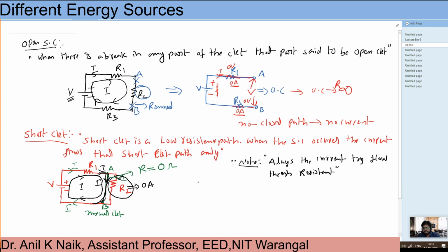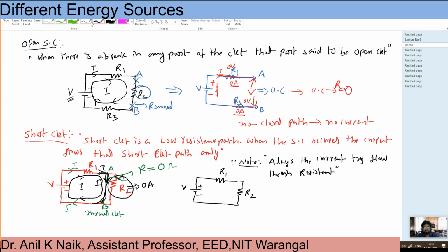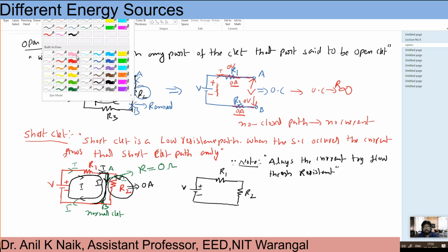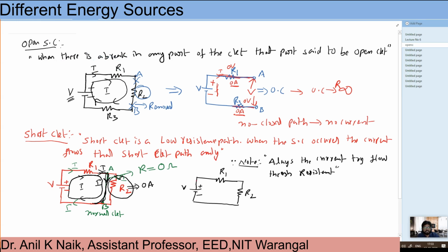Now we'll take another scenario here. Same network, but I'm considering it in a different way. I'm considering the same network here, but I'm going to create my short circuit in a different way. Before that, this is my current direction. I is going like this, like this, like this, and like this, and coming back.